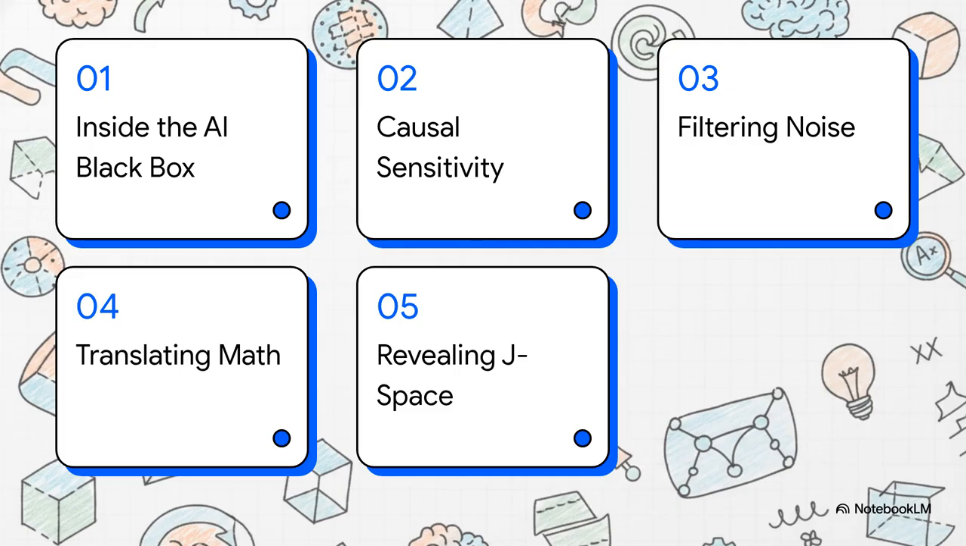Here is our roadmap for the explainer. First, we'll go inside the AI black box. Then, we'll measure causal sensitivity. Third, we'll look at filtering noise through averaging. Fourth, we'll translate that math into words. And finally, we'll reveal the J-space. Simple enough, right? Let's get to it.